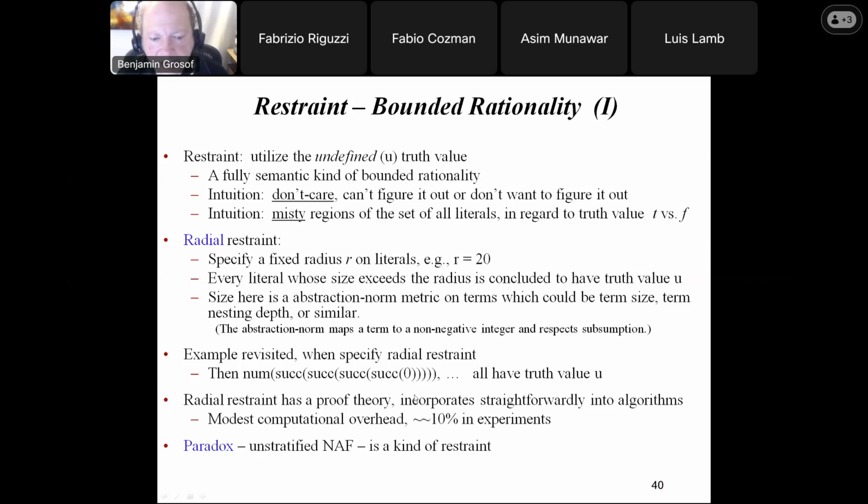Radial restraint as a proof theory incorporates straightforwardly into algorithms, with modest computational overhead, about 10% in experiments we've run at scale. And the undefined is also useful for treating semantic paradox in the so-called unstratified case of ordinary or normal LP. In other words, unstratified negation as failure.